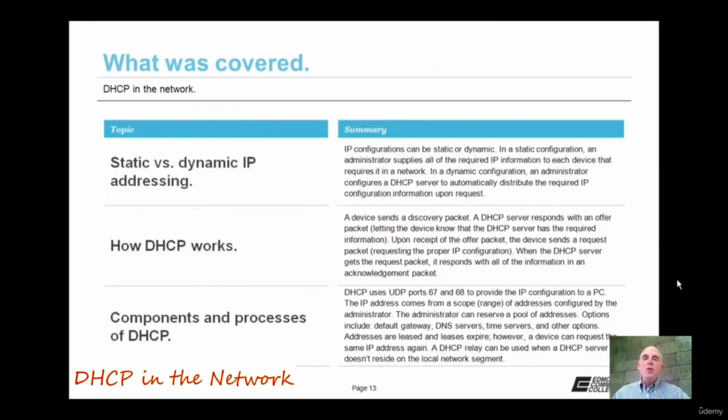Now, that concludes this session on DHCP in the network. We started with static versus dynamic IP addressing, and then we moved on to how DHCP works, and we concluded with components and processes of DHCP.